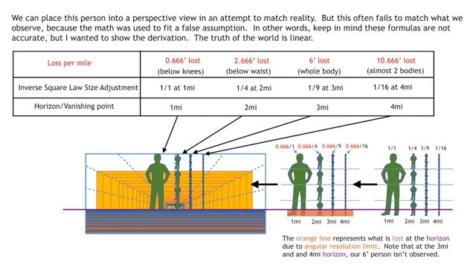So again, the loss per mile: 0.666 lost below the knees, then 2.6 lost below the waist, then about 6 foot loss, which is the whole body, and then about 10.6 loss, which is almost 2 bodies. And our inverse square law adjustment here, you're going to be at 1 to 1 at 1 mile, 1 over 4 at 2 miles, 1 over 3 squared at 3 miles, and 1 over 4 squared, 1 over 16, at 4 miles, and so forth.